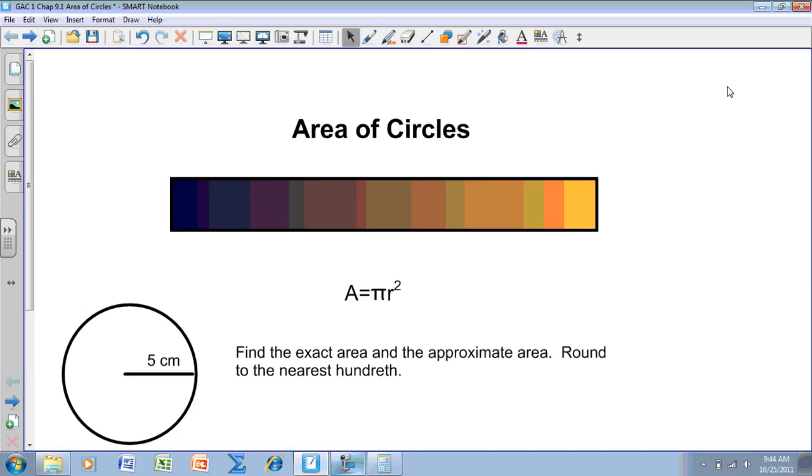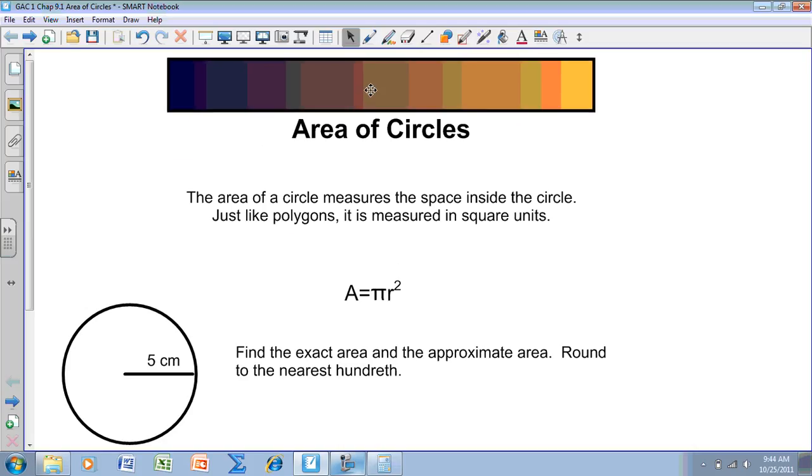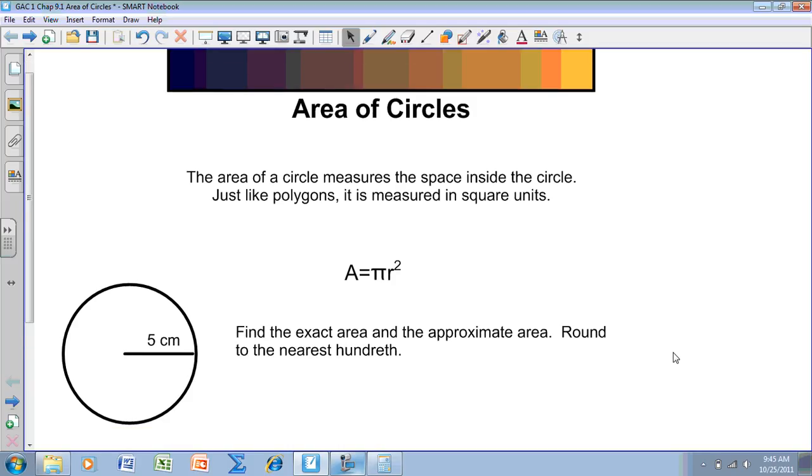Today we're talking about finding the area of a circle. The area of a circle measures the space inside the circle, just like polygons, like we learned about with rectangles, triangles, parallelograms, and trapezoids. It's measured in square units. All right? And the formula for finding the area of a circle is area equals pi r squared. So we're going to need the radius in order to find the area.